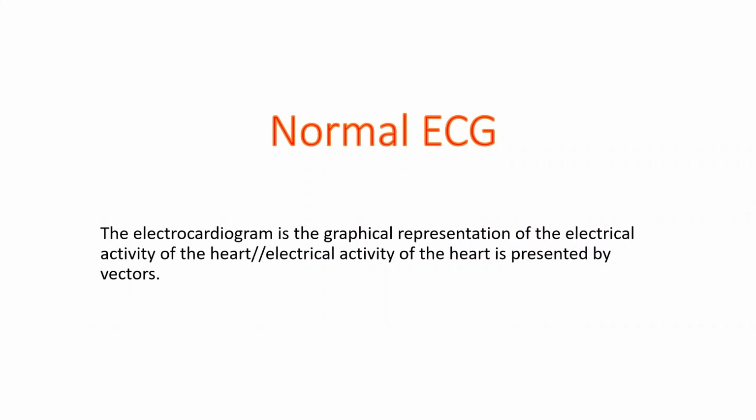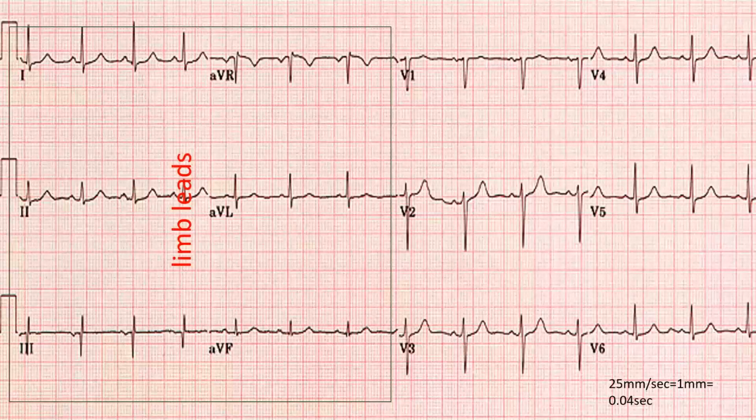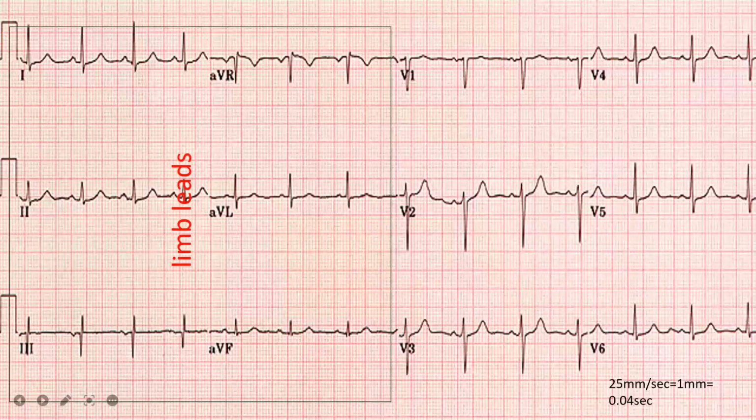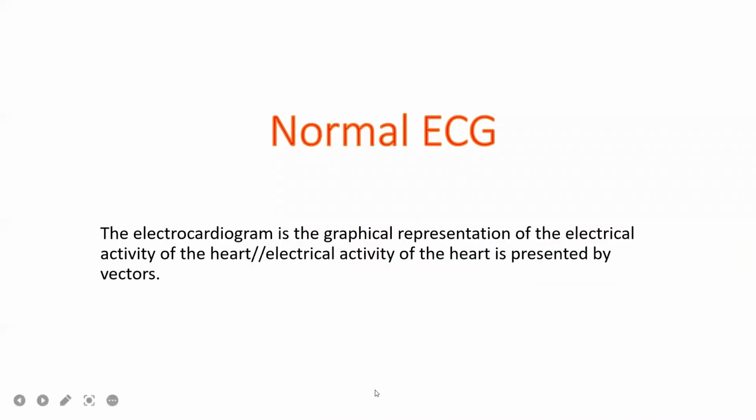Hello everyone, today we will be talking about ECG and how to read it, actually how to write it. We all went to a hospital and we got this paper, but why is it in different forms? It's an electrocardiogram, the graphical representation of the electrical activity of the heart. Electrical activity of the heart is presented by vectors. Now we will forget about this paper for a while and concentrate here.